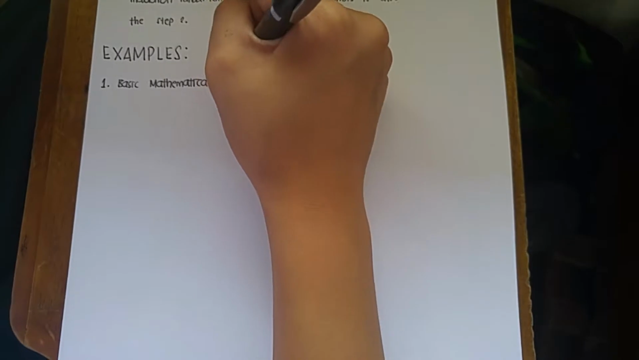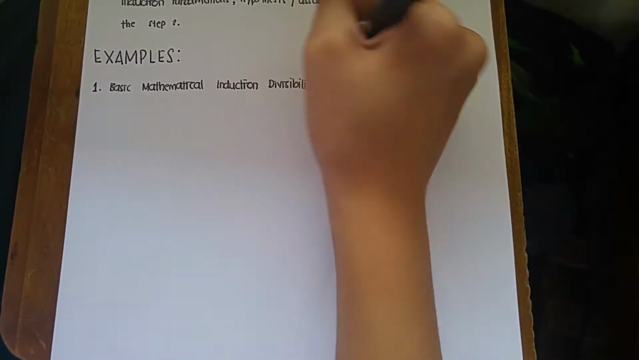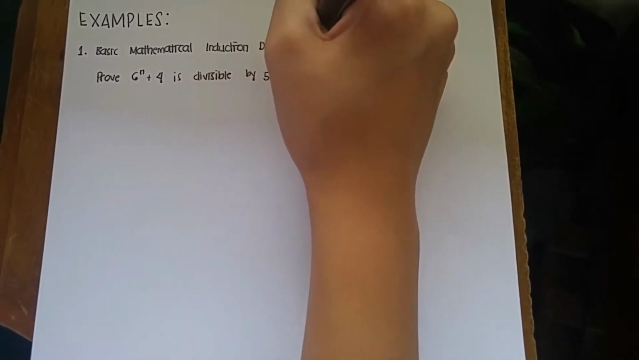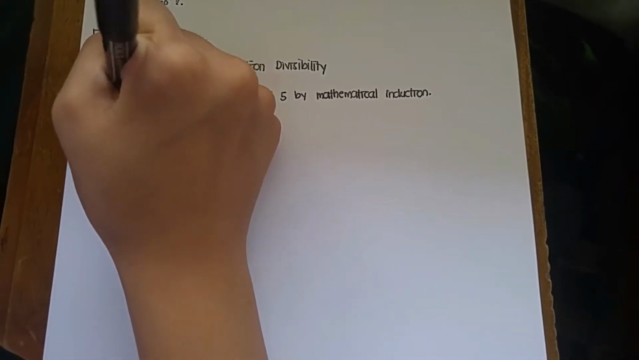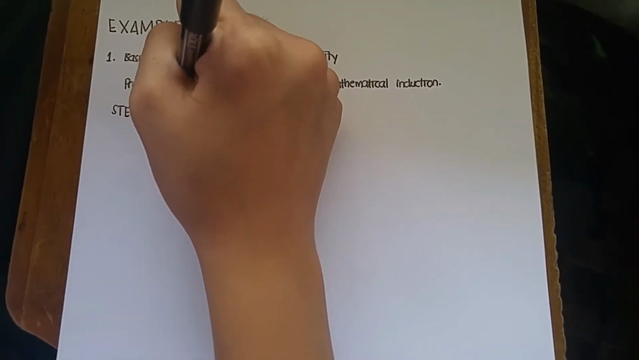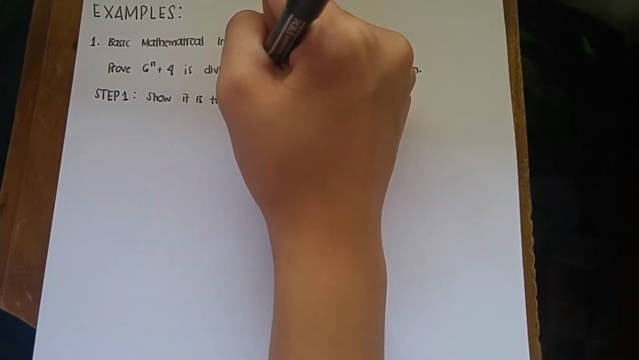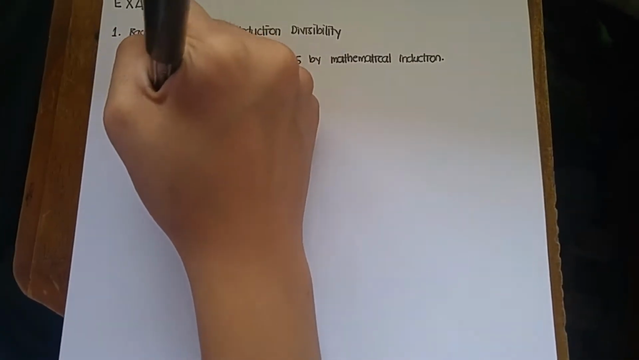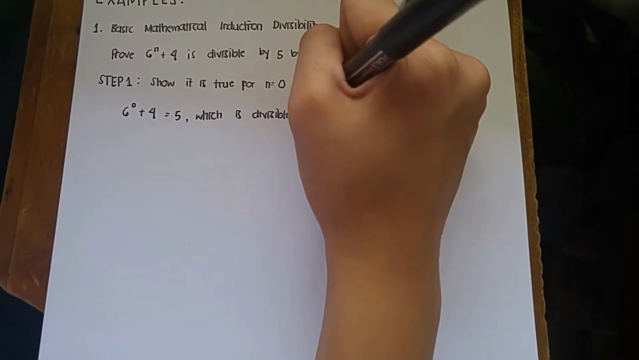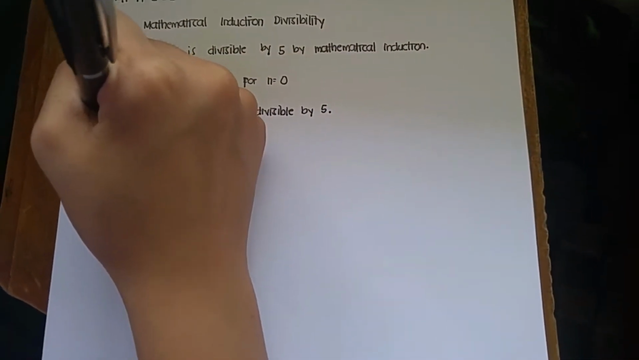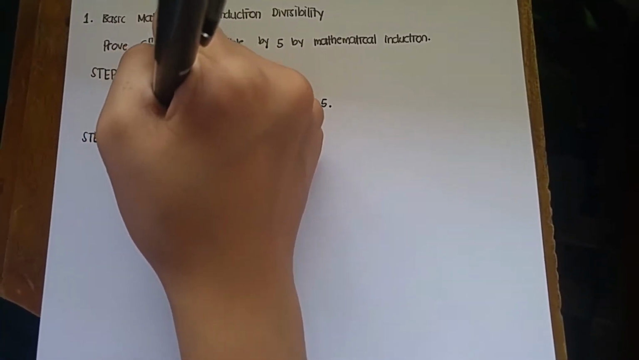Example number 1. Basic mathematical induction divisibility. Prove 6^n + 4 is divisible by 5 by mathematical induction. Step 1. Show it is true for n = 0. 6^0 + 4 is equal to 5, which is divisible by 5. Step 2. Assume that it is true for n = k.